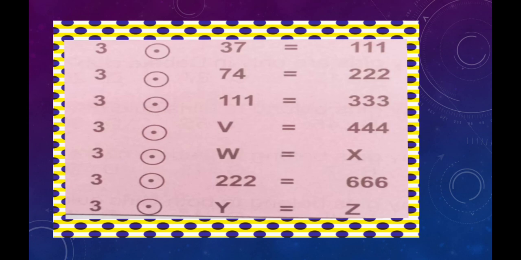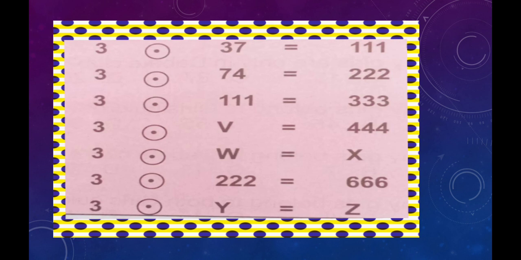Now, what next? We have 3 times 222 gives us 666. What are the two other unknowns that we need to look for? The variables are Y and Z. So how do we go about our Y? We know that 3 times Y will give us our Z, and Z divided by 3 will give us our Y.